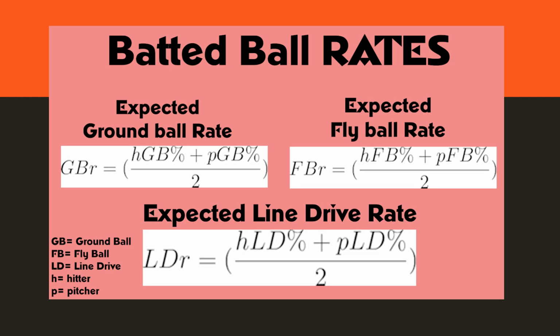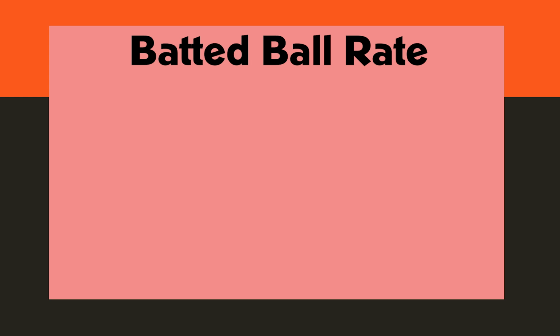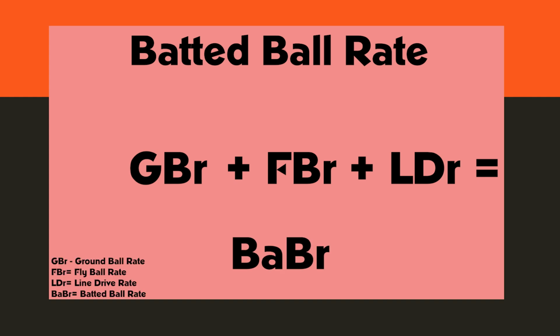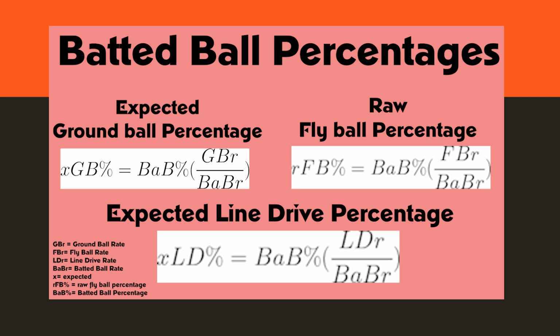Next, you find the batted ball rates. Notice that rate and percentage are 2 different things, and that is important for this. To find the percentage you will use in the final project, you have to add the 3 rates, ground ball, fly ball, and line drive together to create a batted ball rate, different from percentage. I'm sorry. Then, to finally get a percentage, you multiply the batted ball percentage by the percentage of the batted ball rate that accounts for each batted ball.